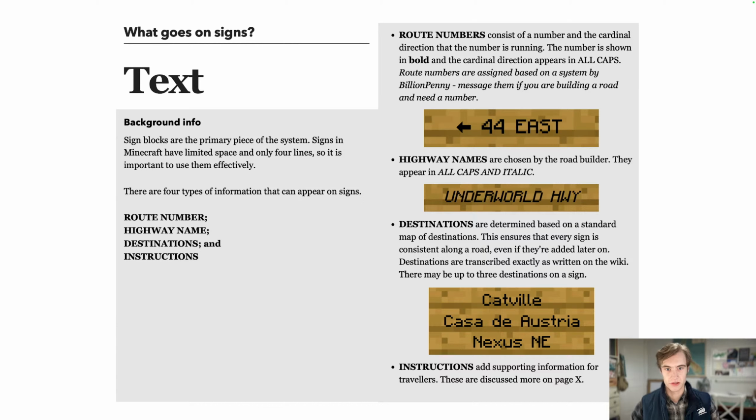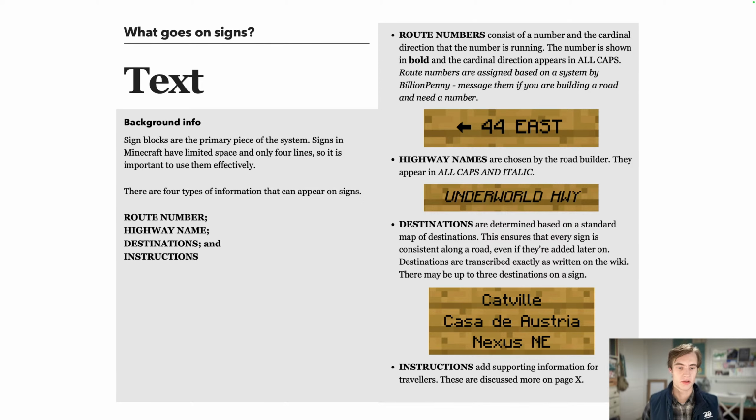So that's the first line. The very first line of almost every single sign is the route number and a cardinal direction. Routes will be assigned as going either east-west or north-south, and those directions are also shown on that line. Route numbers are very important, and it's important that you get it right, and we'll talk about those in a minute.